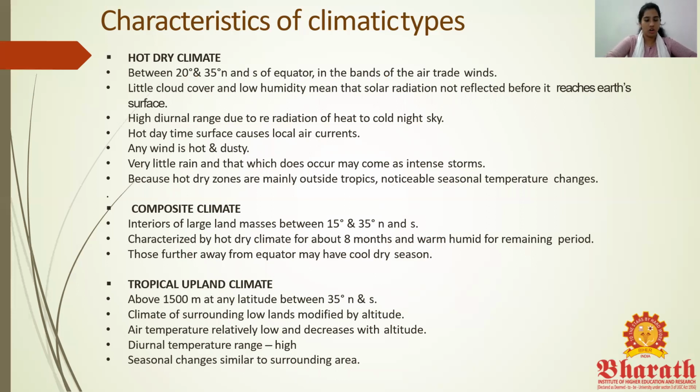A composite climate is a mix of both, in the interiors of large land masses between 15 to 35 degrees north and south, characterized by a hot dry climate for about 8 months and warm humid for the remaining period. Those further away from the equator may have a cool dry season, whereas a tropical upland climate, above 1,500 meters at any latitude, is the same.